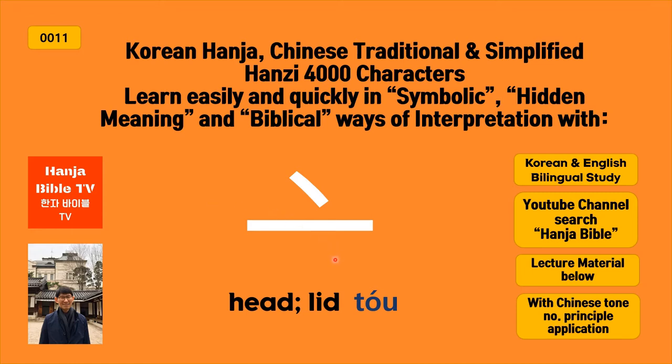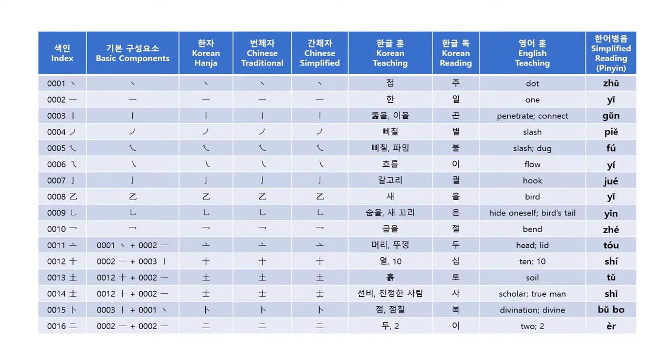This time we are looking together at this character: head, lead, tau, tone number 2. It is the 11th character, and now we are finally entering into the two-stroke characters. Congratulations. Okay, we are here now.